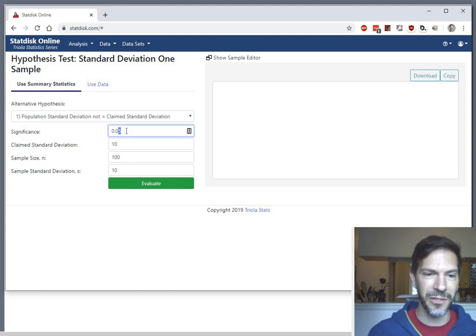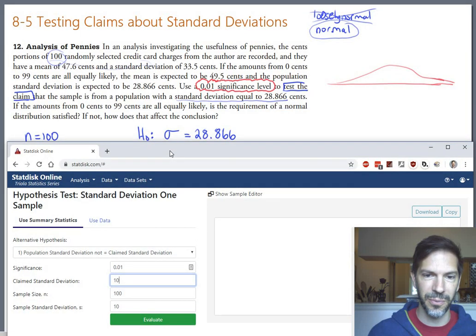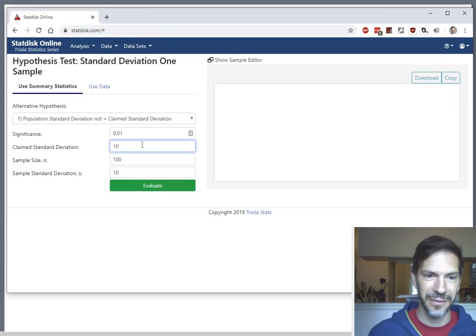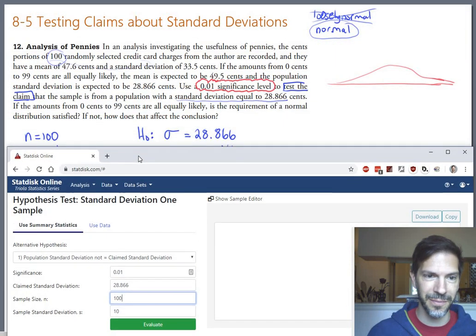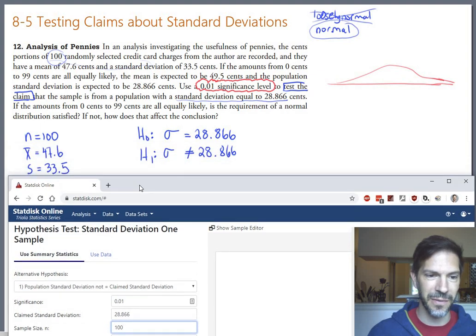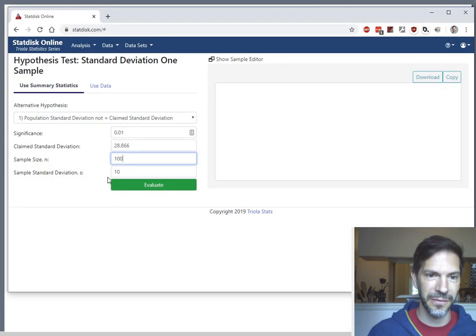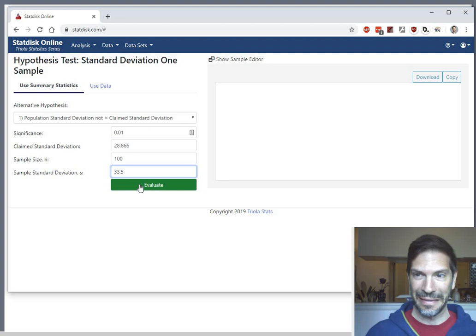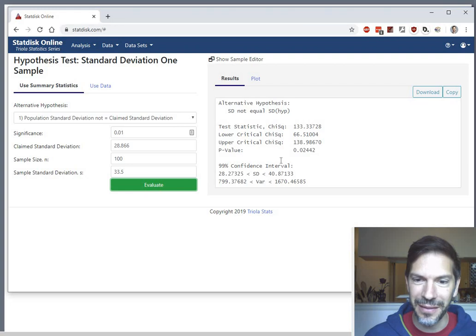The significance level here has changed to 1% rather than 5%. The claimed standard deviation was 28.866. The sample size was actually 100. I remember sample size was 100. Sample standard deviation was 33.5. And you ready for the big exciting conclusion? The p-value is 0.02442.